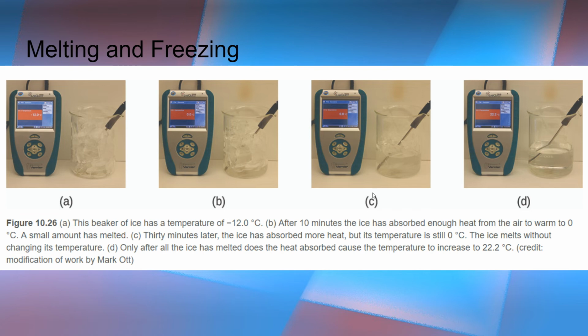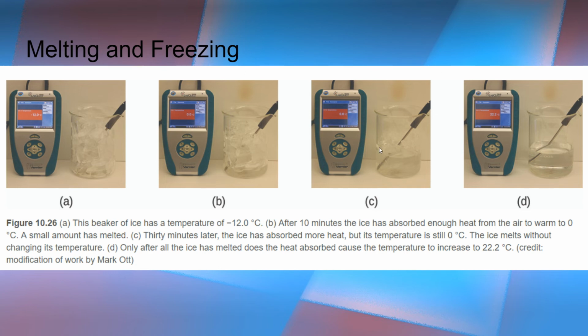So this is just kind of an example of this. Here we've got a beaker of ice, and the beaker is getting heated over time. As you can see, the measurement on the ice in the beginning is negative 12 degrees Celsius, and it's staying in ice form. On picture B here, we've got a little bit of ice and some already melted water down at the bottom, and you can see it reads 0 degrees Celsius.